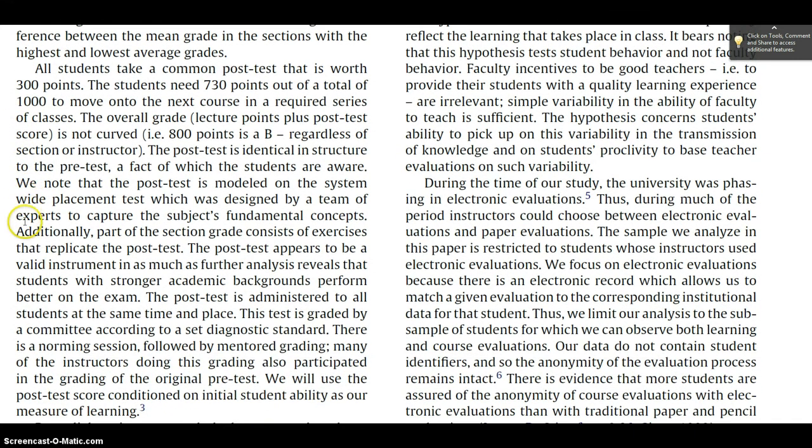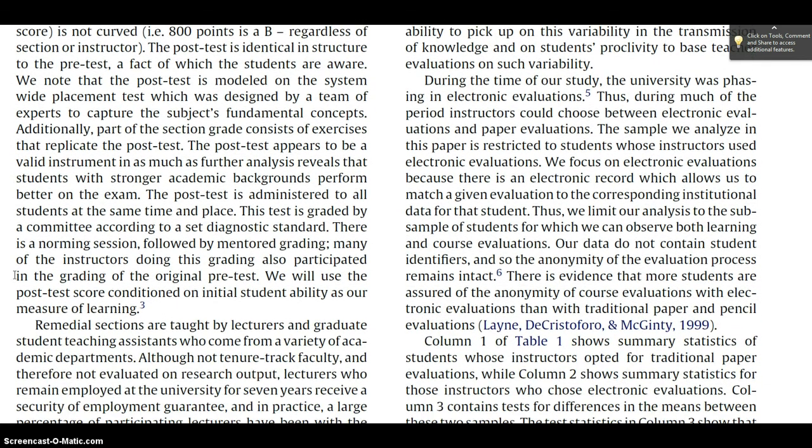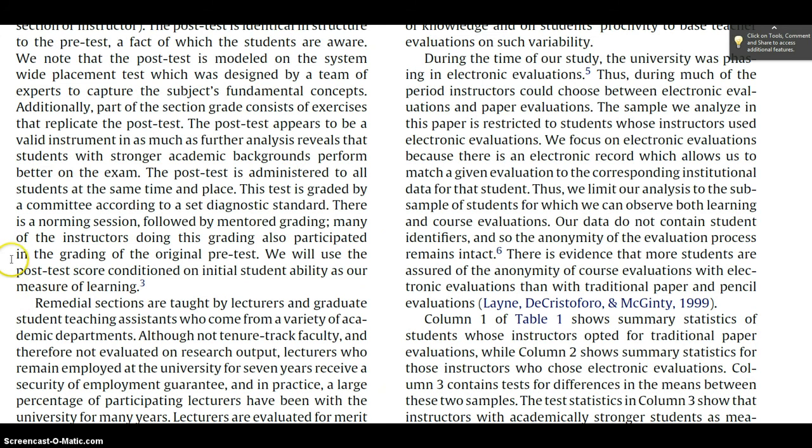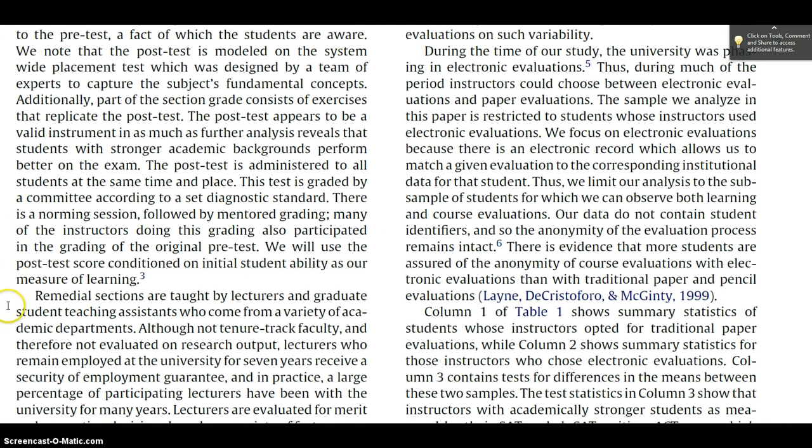Again, in this next paragraph, we get some more discussion of validity. You'll see they say the post-test appears to be a valid instrument. And notice they're using this qualifier, appears to be, rather than firmly stating that it is, they're just saying it seems like it is. And that's important. When you're reading scholarship, you want to look for those kind of qualifiers. We also get more discussion of significance of the effective measure and what they're looking for.